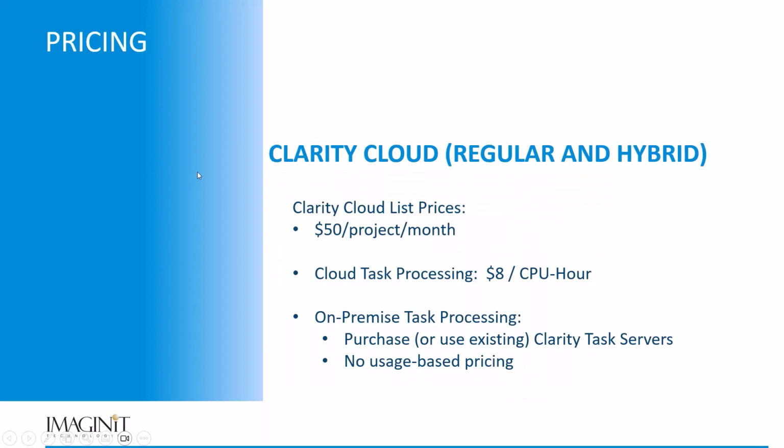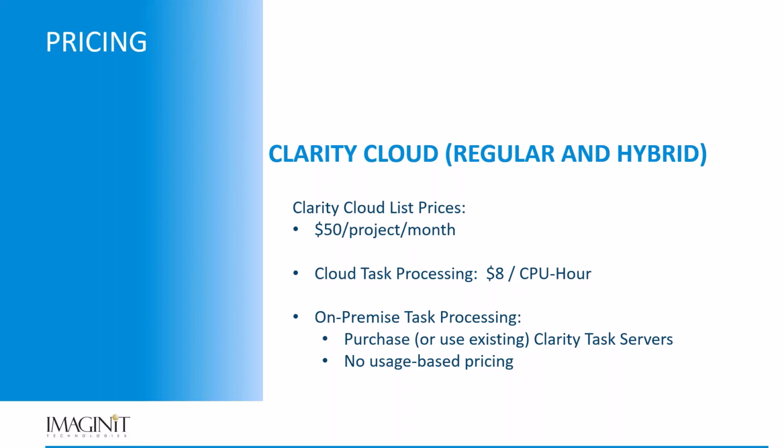I'm going to flip back to both pricing as well as other questions. So how does the regular Clarity Cloud and the hybrid option work? Clarity Cloud's list pricing is $50 per project per month, just to have your project on Clarity Cloud. With volume, that goes down. And then for the cloud-based task processing, it's $8 for every CPU hour of tasks performed.